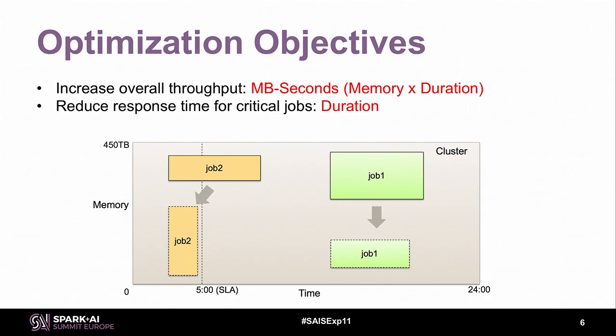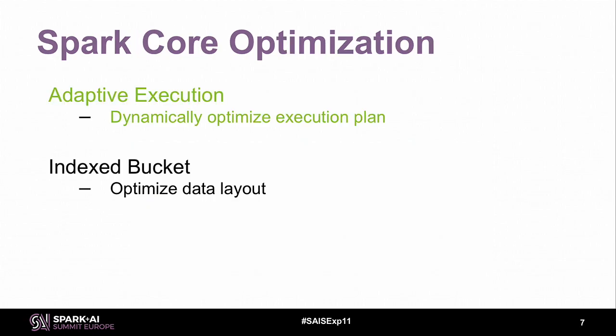Megabyte seconds is an index provided by YARN. For each application, it means the memory usage multiplied by the duration. So using fewer megabyte seconds means we have more available resources, so we can move more jobs into the Spark cluster. And also, we want to reduce the response time for the critical jobs. The measurement is the duration. To achieve the above objectives, we built 2 critical features to enhance Spark. The first is adaptive execution, which is used to dynamically optimize the execution plan. And the second is the indexed bucket, which is used to optimize the data layout.